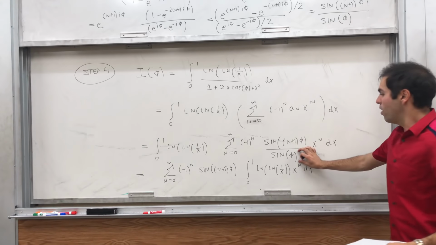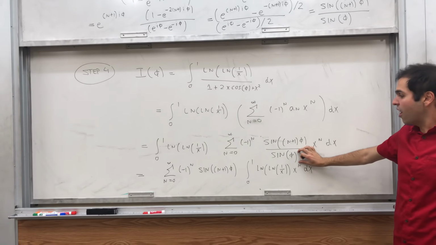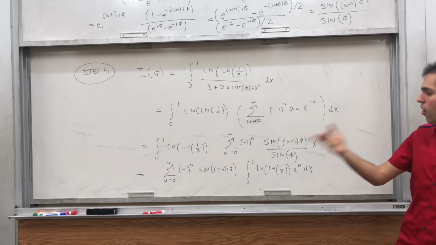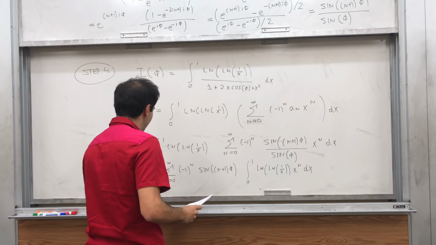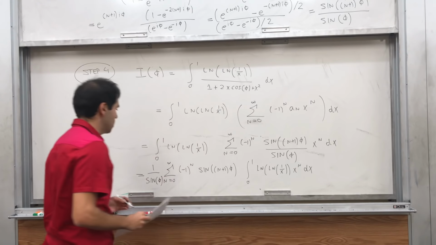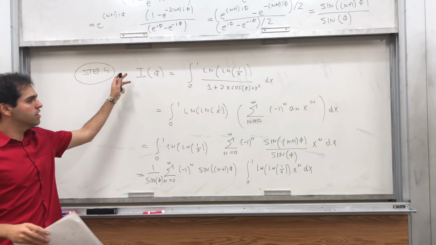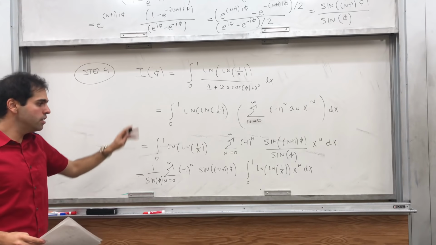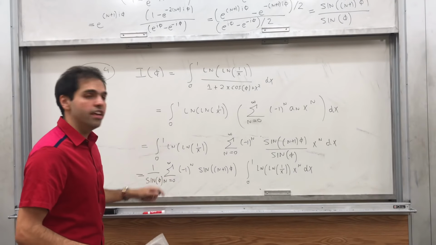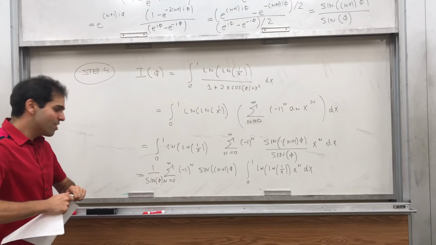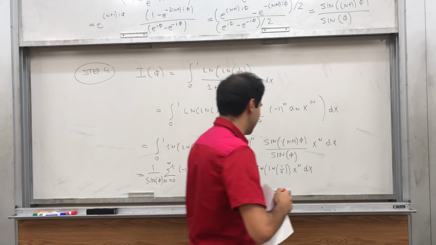And lastly, what about this term? Notice it doesn't depend on x at all, it doesn't depend on n at all, so we can just factor it out. So 1 over sine of φ. So, to evaluate this I, all we need to do is evaluate this integral and then evaluate this series. And the cool thing is we'll be able to get a closed form formula for it at the end.